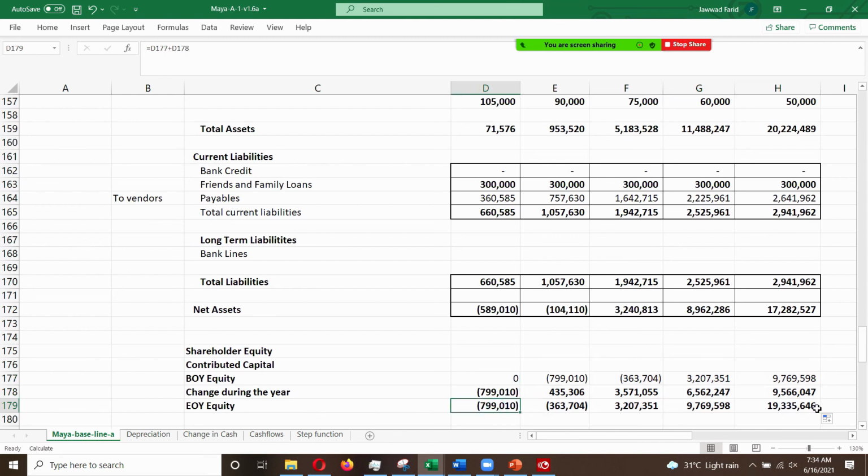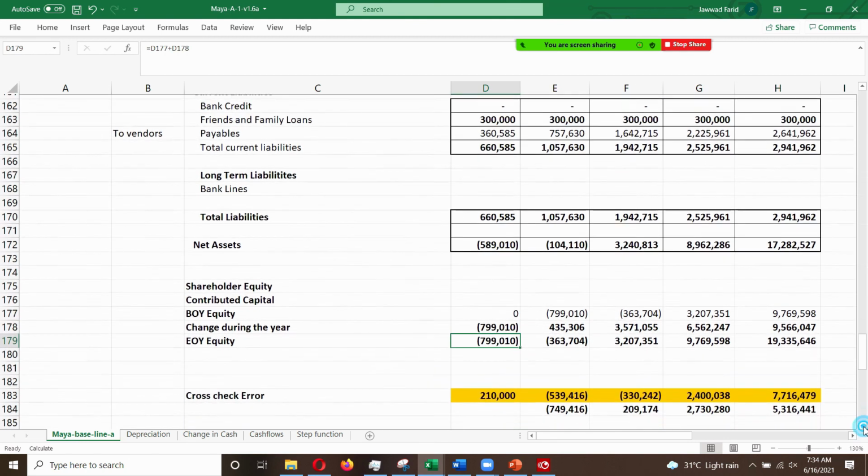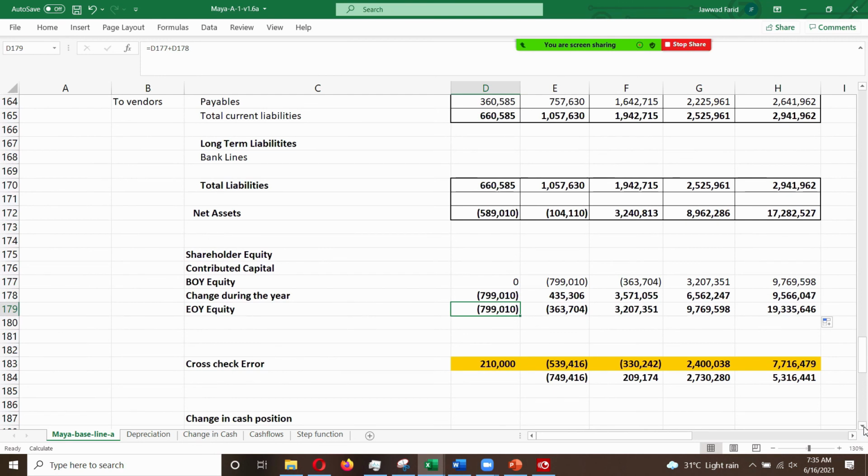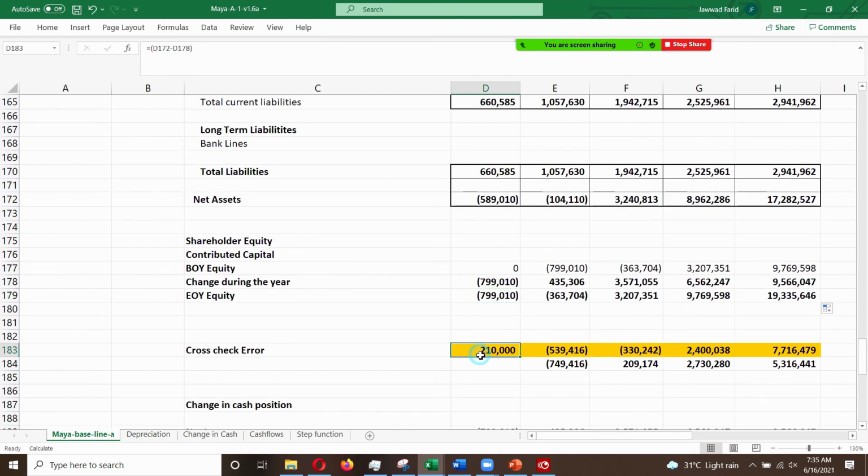So my end of year figure is the figure that I want to look at. And my comparison, the cross check that I do with respect to net assets is also going to be based on this figure. So it's going to be net assets here minus 719.